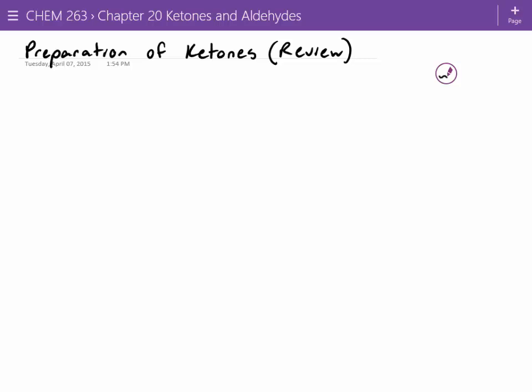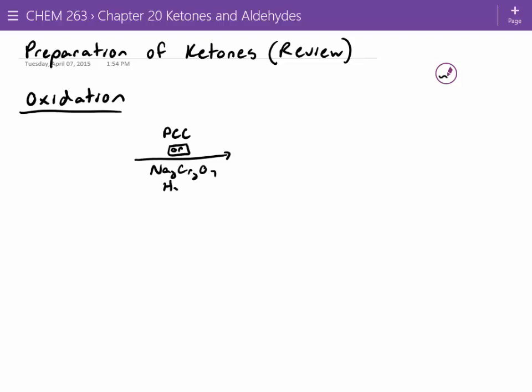All right, with ketones, again, we have oxidation. So we could use PCC, or we can use Na2Cr2O7, sulfuric acid, and water. And if we do this, we can get to a ketone. What sort of starting material would we need?